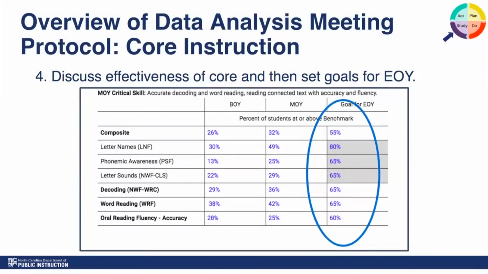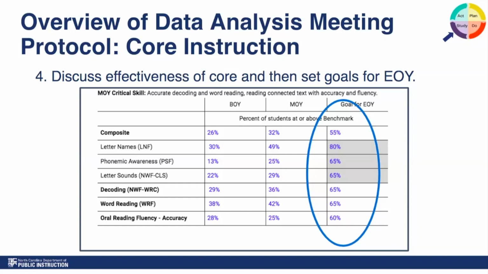Step 4, the team discussed the effectiveness of their core instruction. So we're going to do this one together. So let's pretend that we're in first grade at the FONS Elementary School, and we're going to talk a little bit about the data here. When looking at the first grade data, we see that oral reading fluency has the lowest percentage of students at or above benchmark.